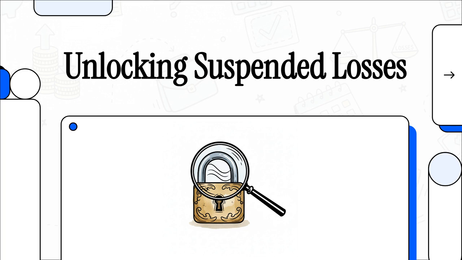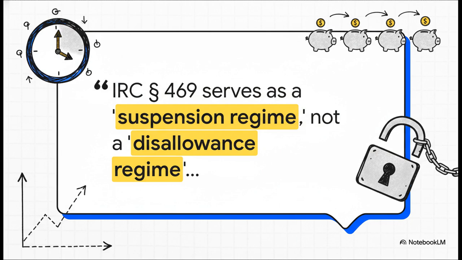Let's jump in. Okay, right off the bat, let's nail down the single most important concept. Section 469 is all about timing. Unlike other rules that might permanently kill a deduction, this section doesn't disallow your loss forever. It just suspends it. Think of it like the tax code putting that loss in a penalty box. As Section 469B points out, that loss gets carried forward, just waiting for the right moment to get back in the game in a future year.